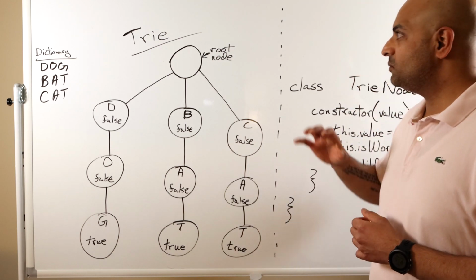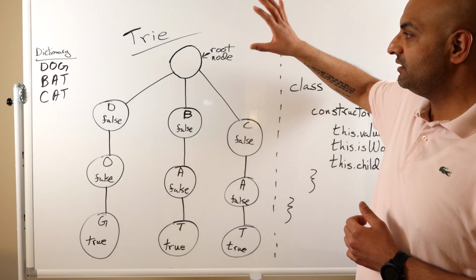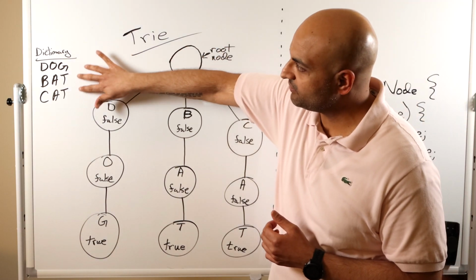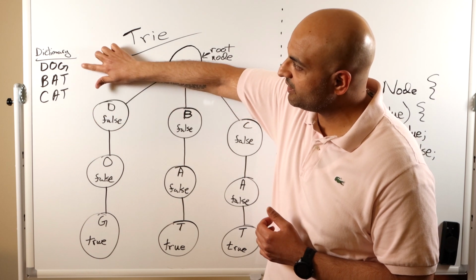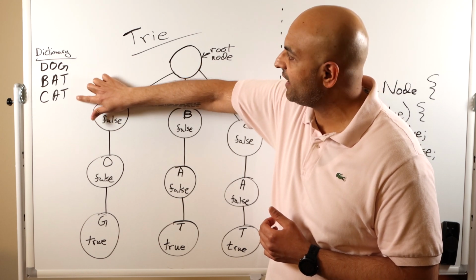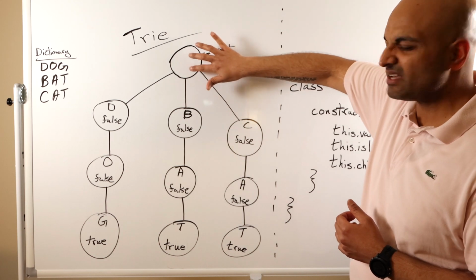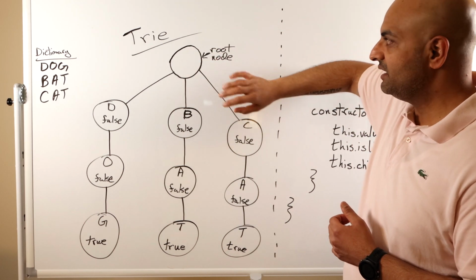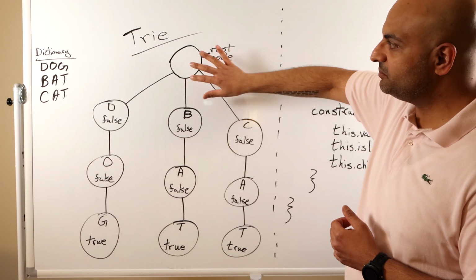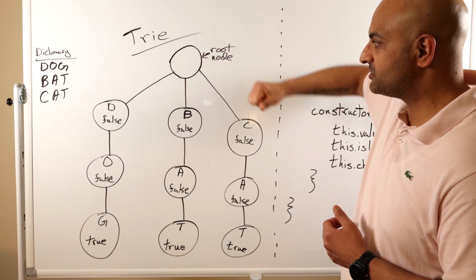All right, so what we have here is a trie with a dictionary of 3 words. So in my dictionary, I've got dog, bat, and cat. And up here, I've got a root node, and the root node is actually almost just like a placeholder. It has no value. It simply acts as a pointer to all of its child nodes.